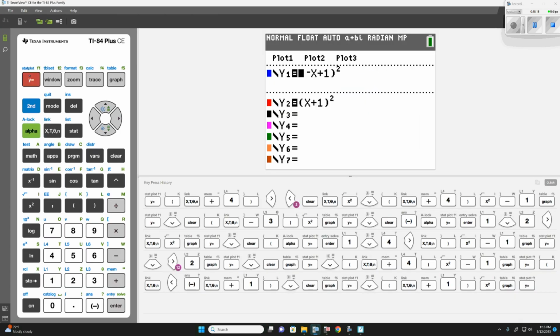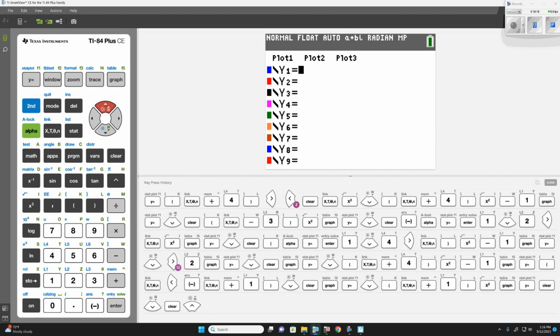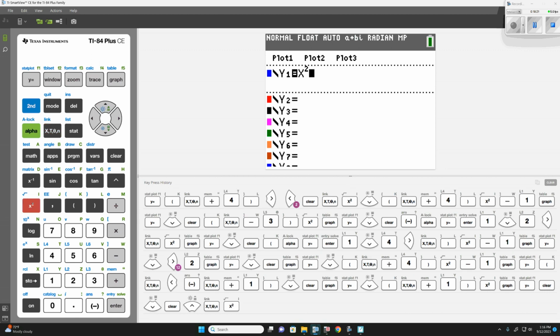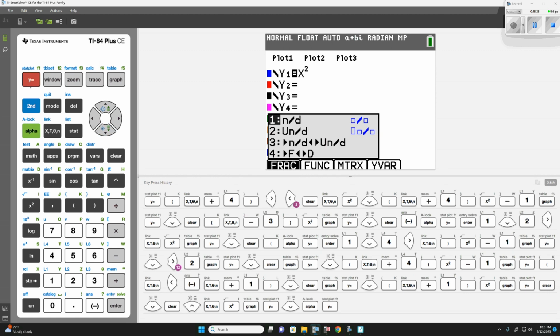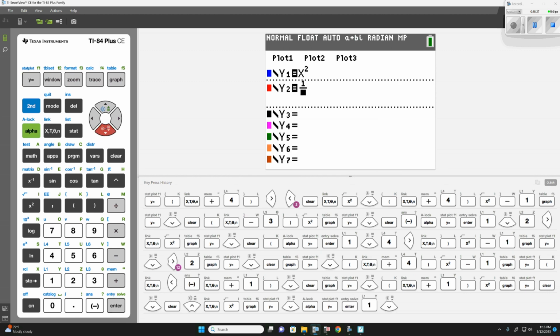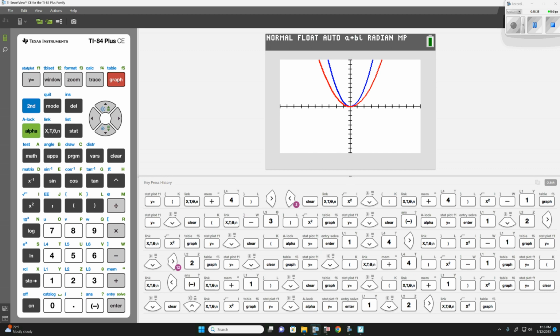So here, clear these two out. Our original function was x squared, and this is our graph. Now enter y equals 1/2 x squared. I'm not going to apply the reflection yet. If we just look at that, we see that the red graph is wider. It's increasing slower along the y-axis. That's why we call it a vertical shrink.